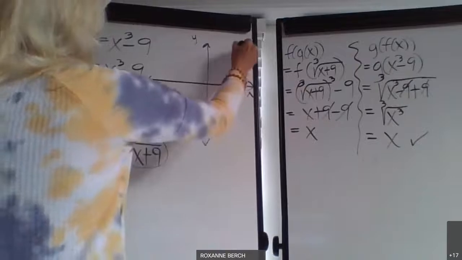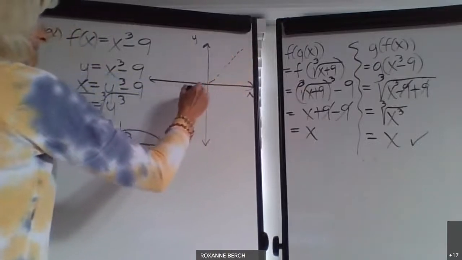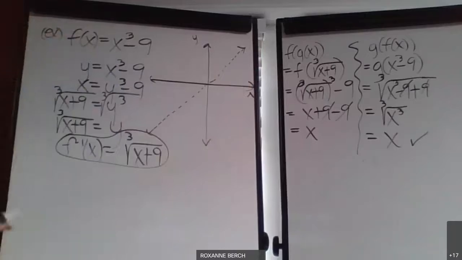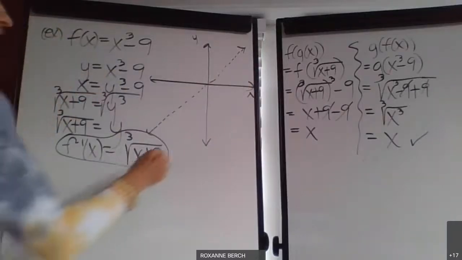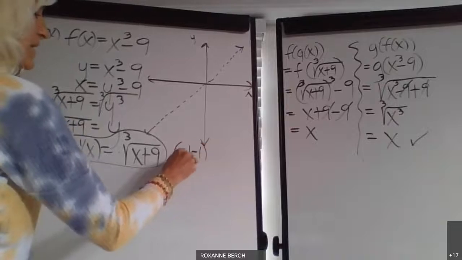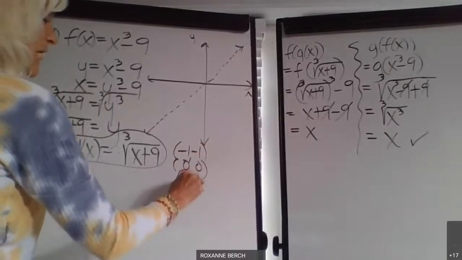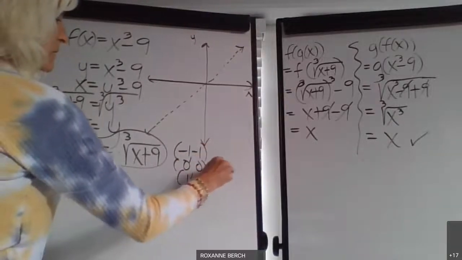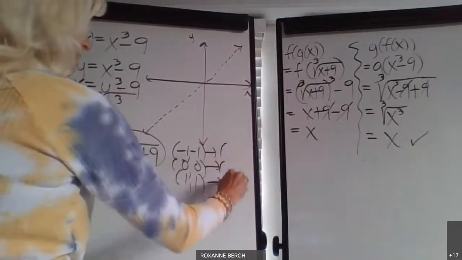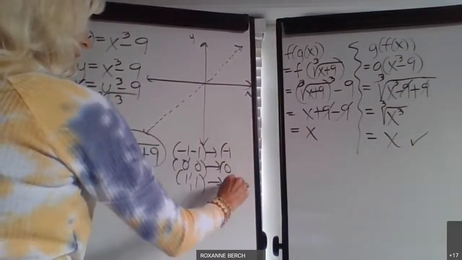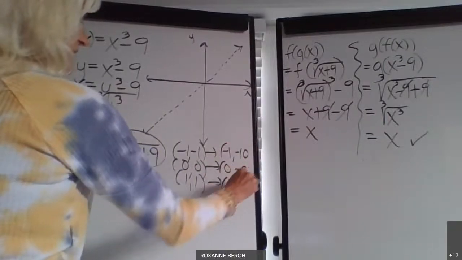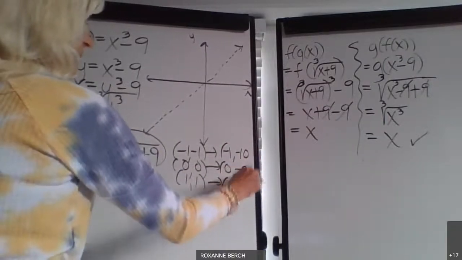So when we graph these, the cubic is the parent, points are left 1, down 1, 0, 0, right 1, up 1. And this is down 9. So down 9 would be negative 10, down 9 would be negative 9, and down 9 would be negative 8.